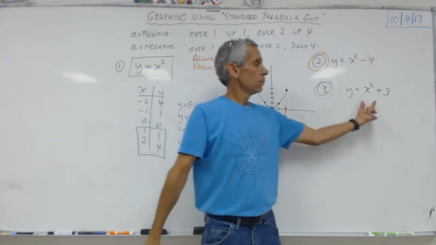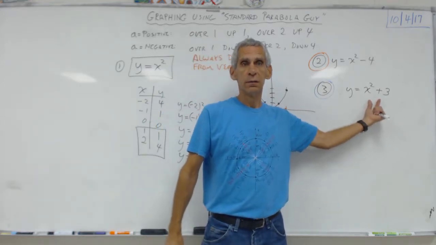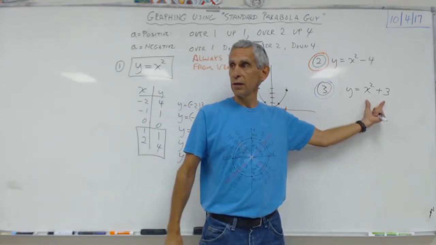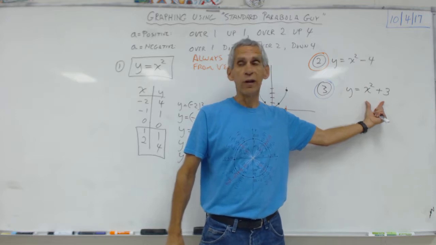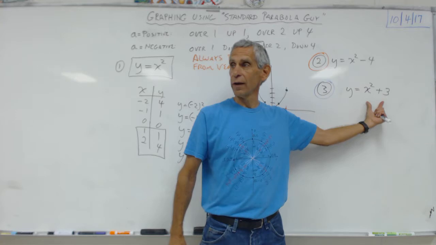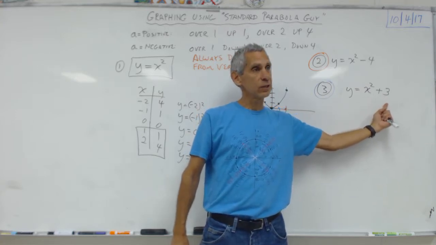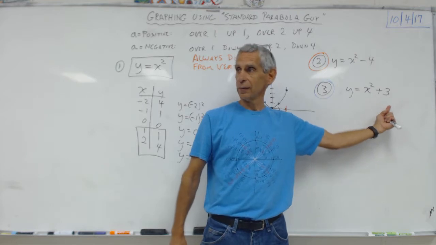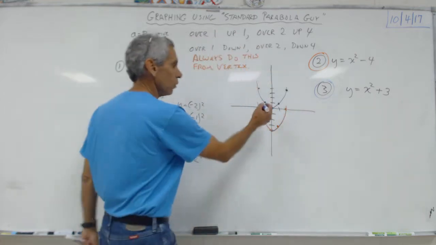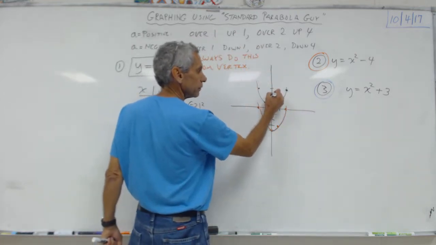All right. What's b? Is there a b? B is 0. Therefore, my vertex is where? On the y-axis. Where on the y-axis? At 3. At the only place that crosses the y-axis. Right there. Does that make sense? At 3. So I go up to 3 and I put a dot.